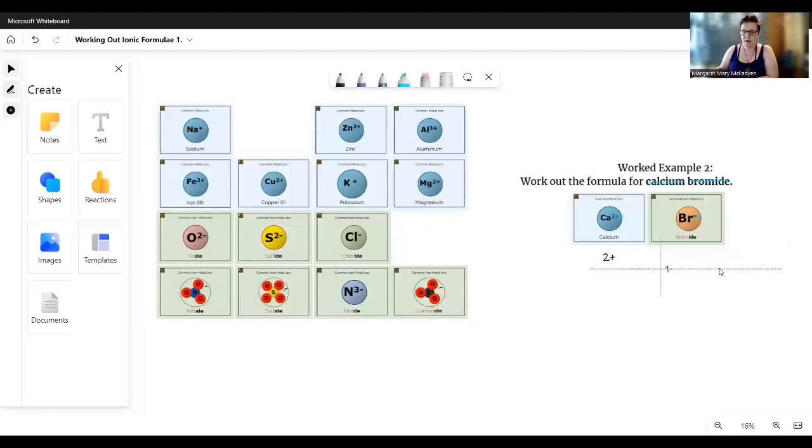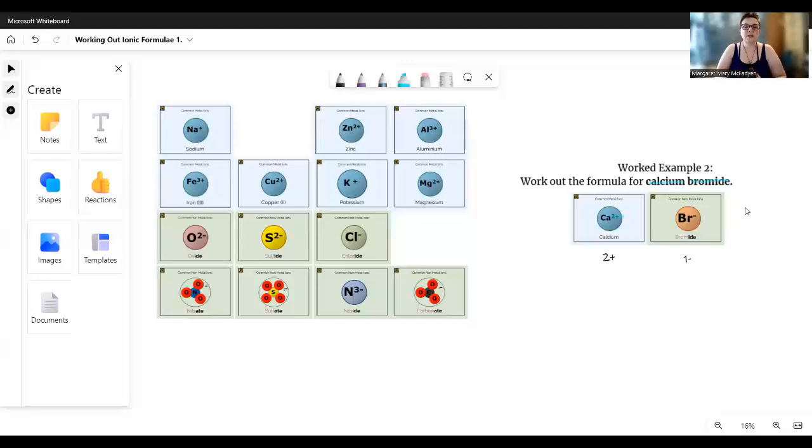Now, what we have now is this situation where those charges are not balanced. And ionic compounds, remember, the overall compound is not electrically charged. So the positive and minus charges must cancel each other out. So the question here is, well, how do we do that?